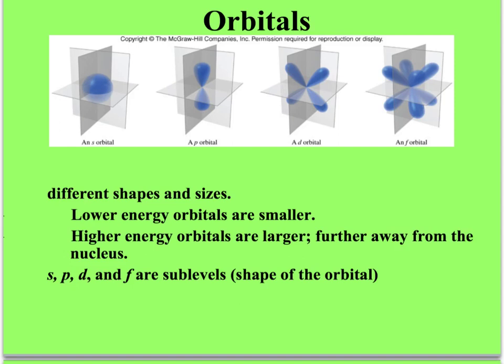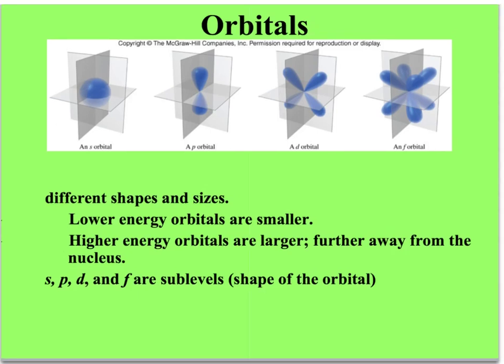Orbitals are going to be different shapes and sizes, as you can see from the picture, and the higher energy orbitals are larger and further away from the nucleus. And then those letters that we called those orbitals, the s, p, d, and f, those are just the sublevels, and they're based on the shape of the orbital.